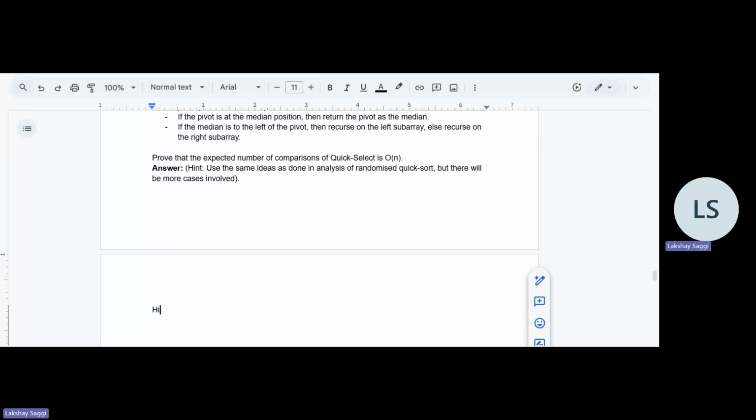So maybe I'll just give a hint too. This is again still a do-it-yourself. If this hint was not sufficient, this is just hint one, and hint two is, the cases will look like this. Okay, so hint two.